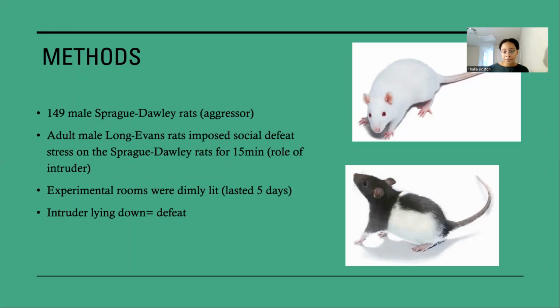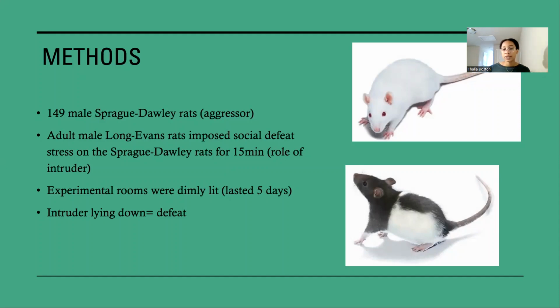So they gather up 149 Sprague-Dawley rats, male specifically, because females will not produce the amount of T cells and cytokines that they want to analyze. So they will only want to use male rats. I just want to highlight that.